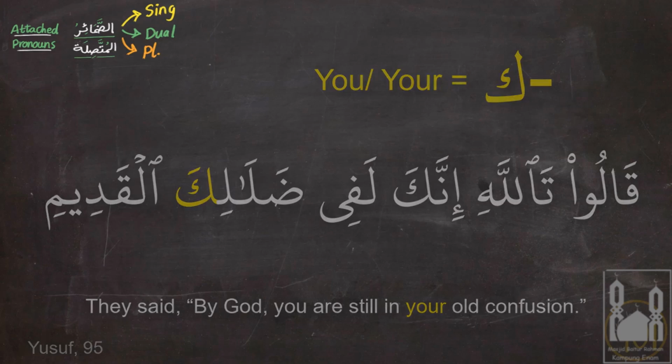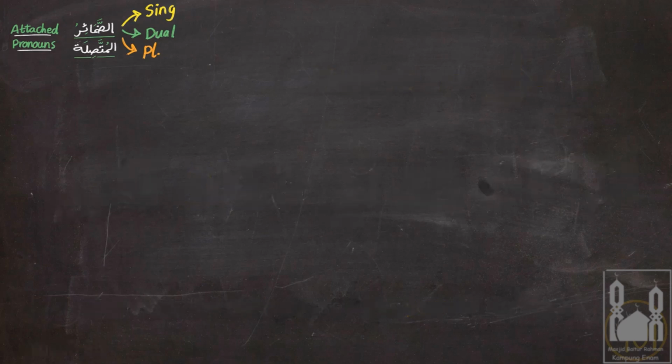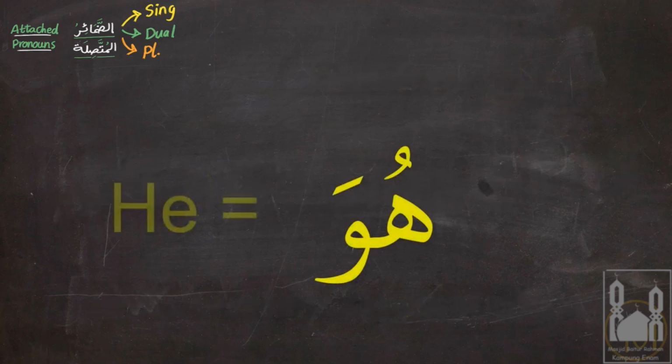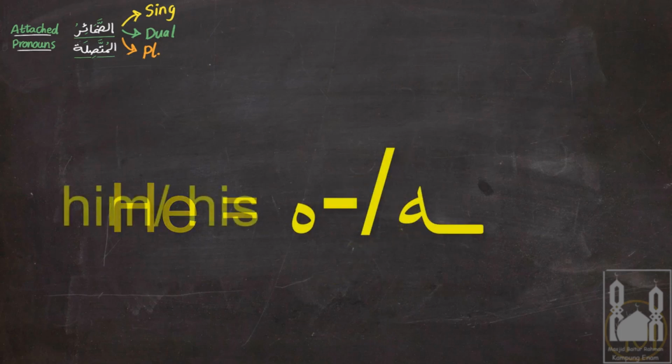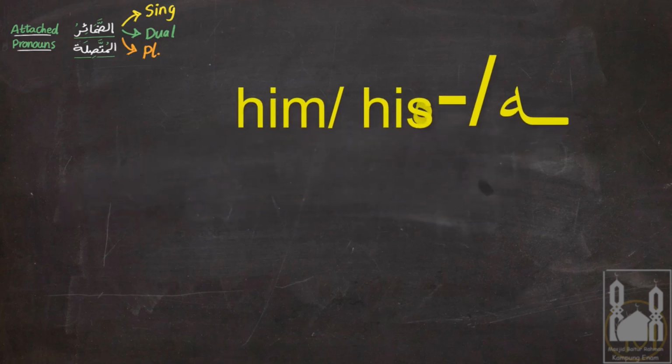The next pronoun we learned last time was huwa, and its attached version will only be ه, which comes then at the end of words, with the meaning of him or his, like in these examples.